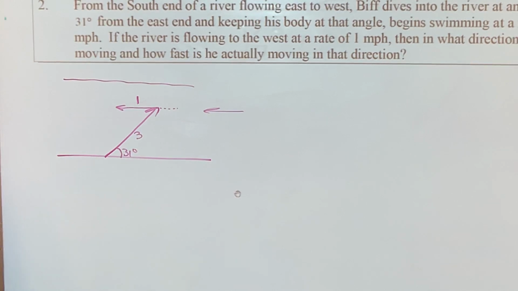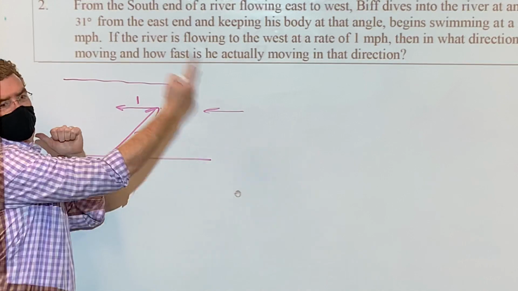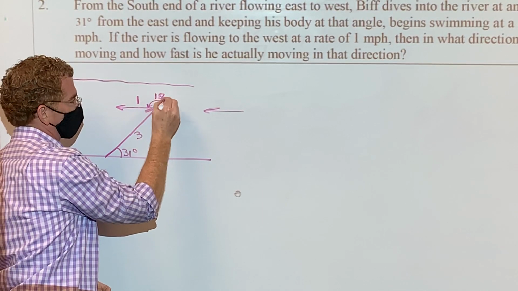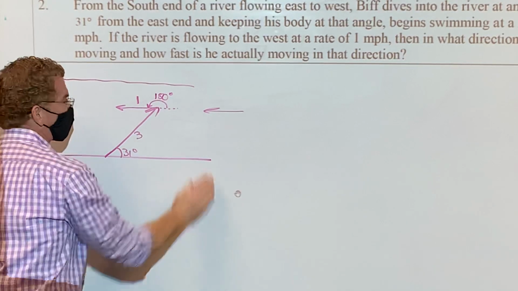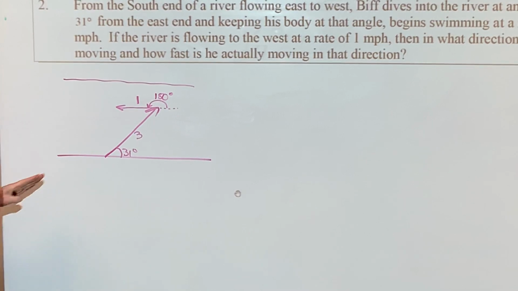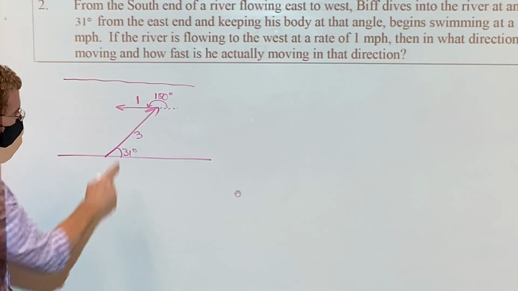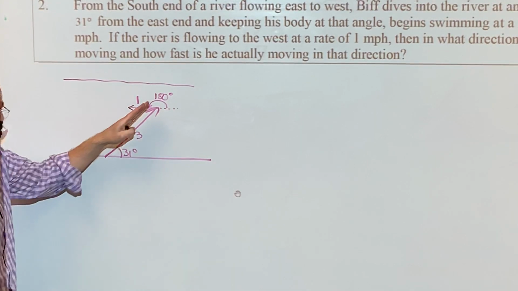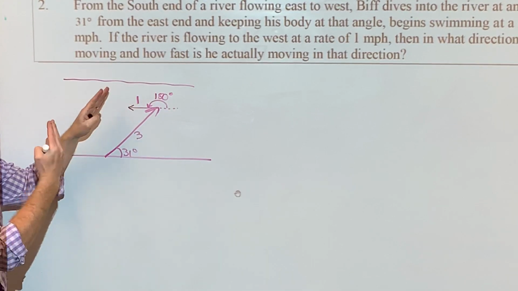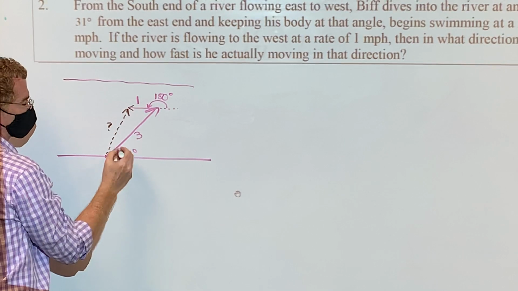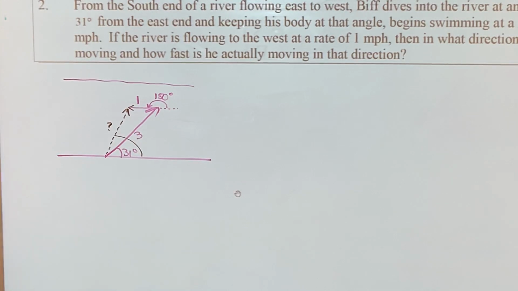The river, 180, because west is 180 degrees. So you got to know that. You got to be able to think through that. So that would be 180 degrees. And the question is saying, how fast is he actually moving? Well, if he's swimming this way, that one would probably look more like that line. He's really not going in that direction, is he? Because the current's fighting against him. So he really ends up going there. So the question is, what's his magnitude and what is his real direction angle?